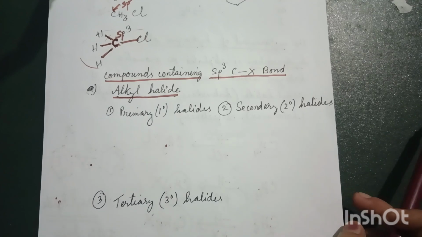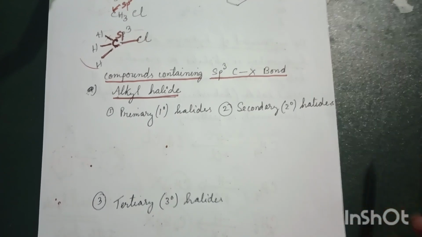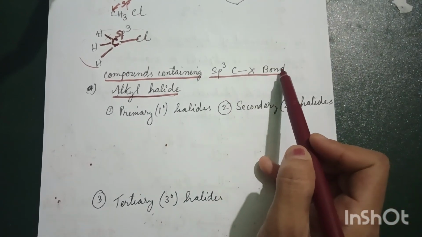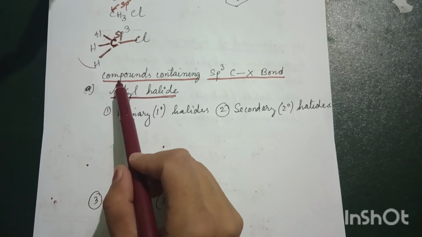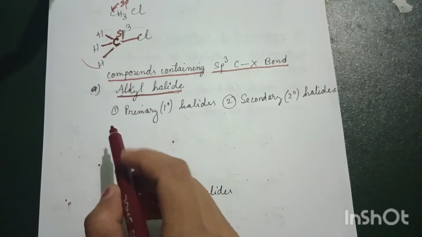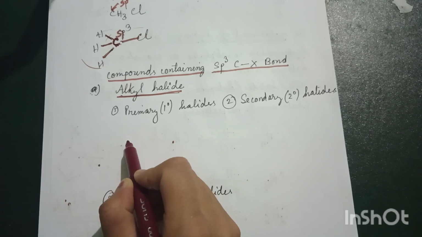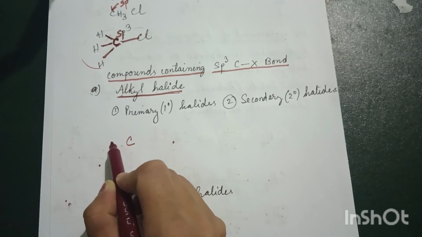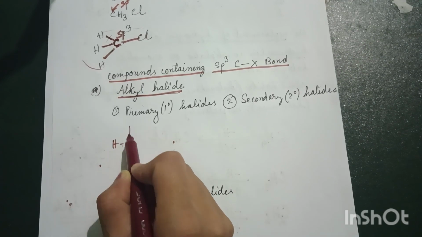Now let us classify carbon halogen bonds in terms of hybridization. So let us say alkyl halide. When I say alkyl halide, let us take any carbon, CH3.